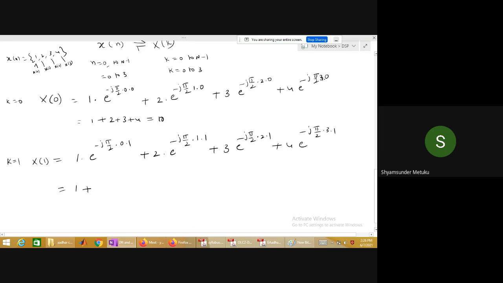So it will be 1 plus, can I write, e power 0 is 1, so 1 into 1 is 1. Now what is this? 2 into e power minus j pi by 2, can I write cos 90 minus j sin 90? Yes, sir. Similarly, this one is cos pi minus j sin pi, plus 4 into cos 3 pi by 2. Now you tell me, because if you have a calculator, you can do it faster.